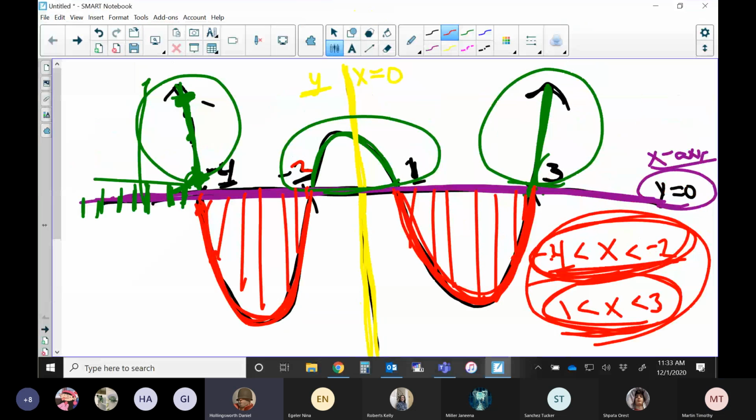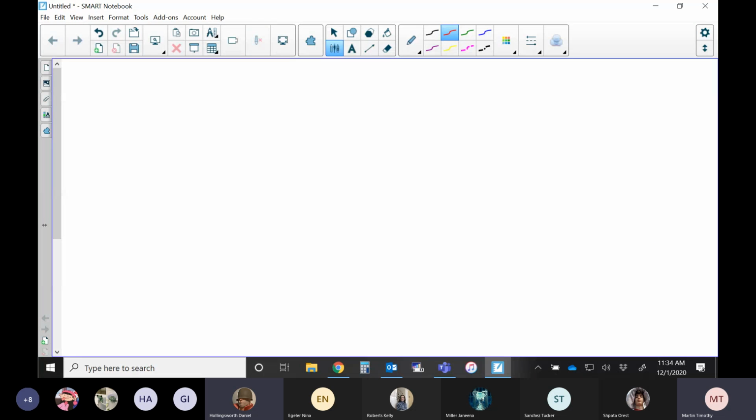Now, that's when they ask you, if they say when the graph is positive, when the graph is negative, that's what they're asking you for: what x's will give you y's that are negative, and what x's will give you positive. And so these are the answers. Now, don't get that confused.